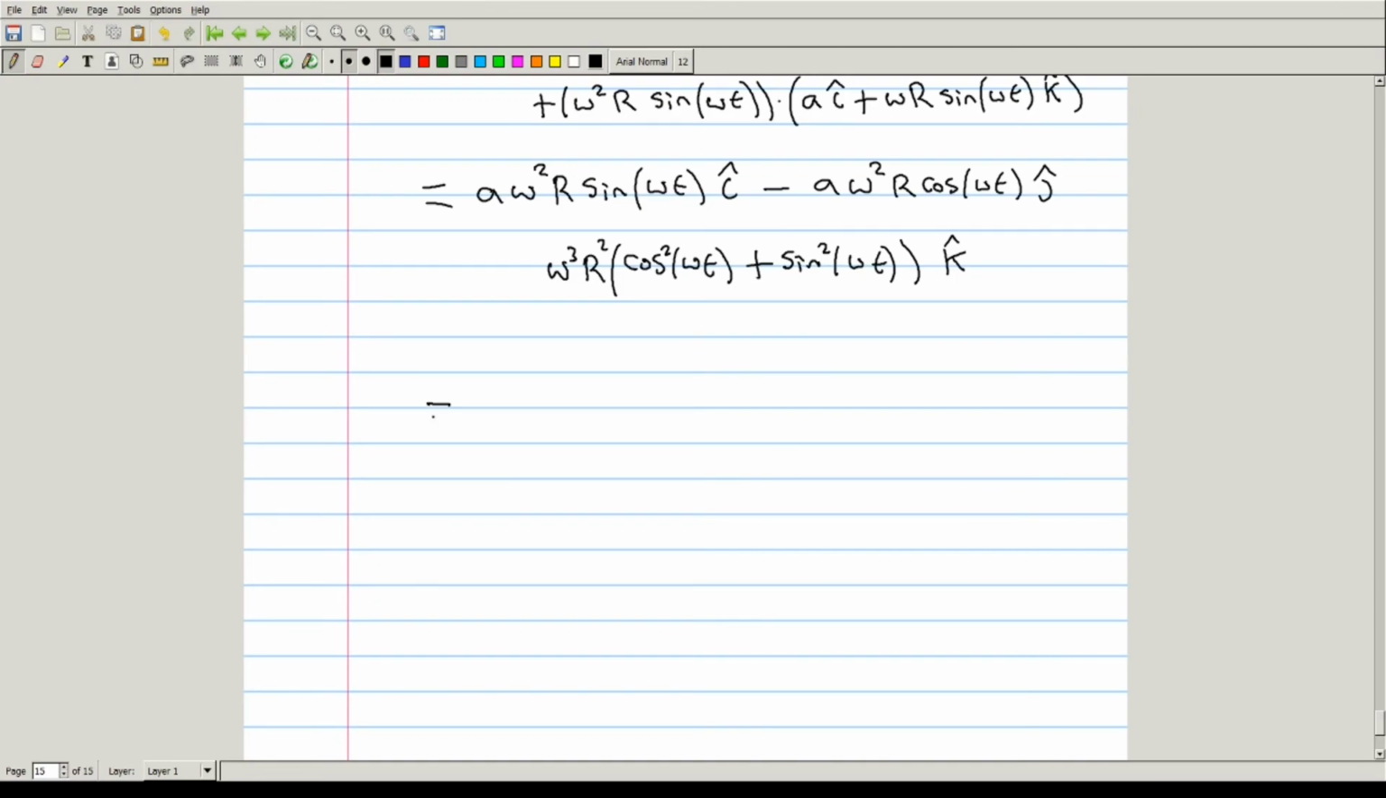or it's exactly equal to A times omega squared R sine of omega t, negative A omega squared times R cosine of omega t. And because this is equal to 1, the third component here is just omega cubed times R squared.